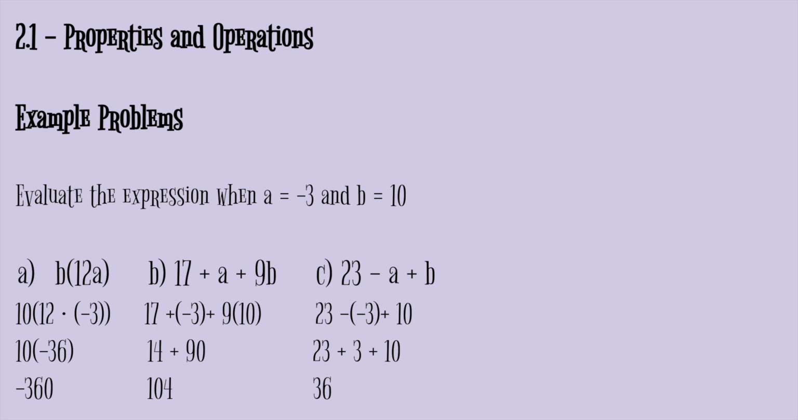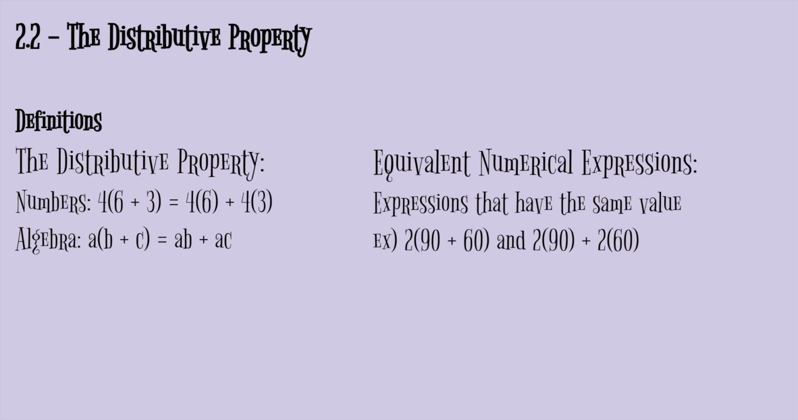Third, 23 minus A plus B is the same as 23 minus negative 3 plus 10, which is the same as 23 plus 3 plus 10, which gives us the final answer of 36. Next, section 2.2 on the distributive property, first defining some key terms.